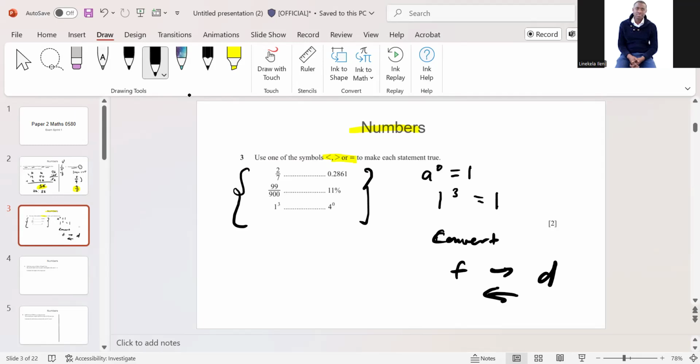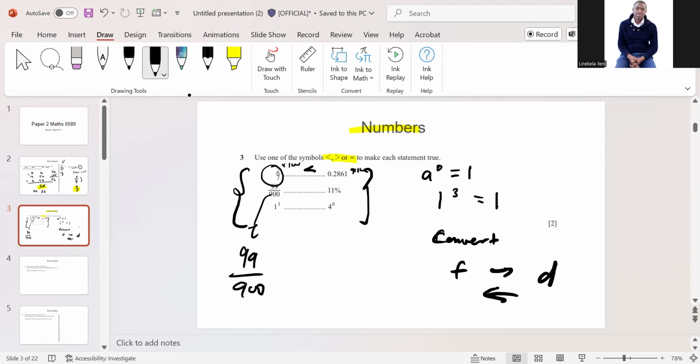So generally with this one, you either first have to multiply this by 100 and that by 100 to see how it would look, or if this can be converted to a decimal, then also fine. Then if we do that, we will realize for the first part that this is actually less than that. Similarly here as well, I've got 99 over 900.